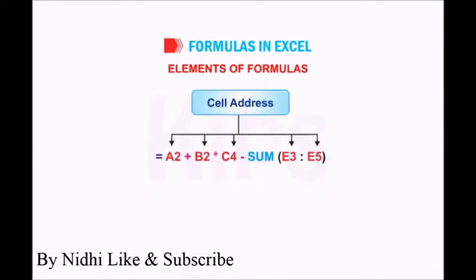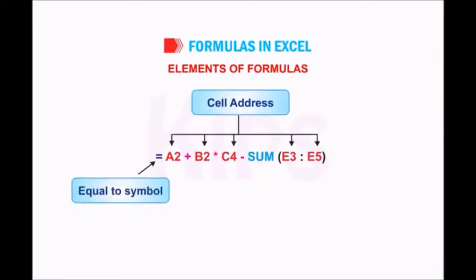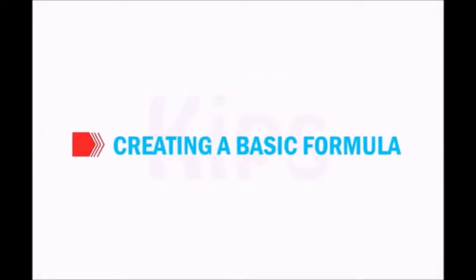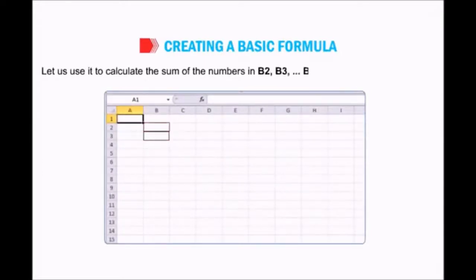These are the elements of formulas in Excel. This is the cell address. This is the equal to symbol. These are the mathematical operators. And this is the function. Okay, now let us first learn how to create a basic formula. Basic formula involves only one type of operator in it. Let us use it to calculate the sum of the numbers in B2, B3 till B7 and display the result in B8.